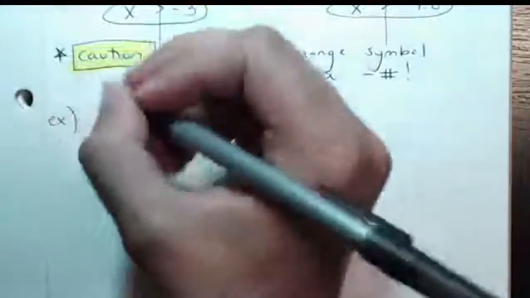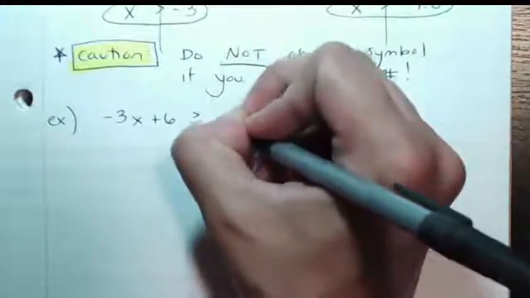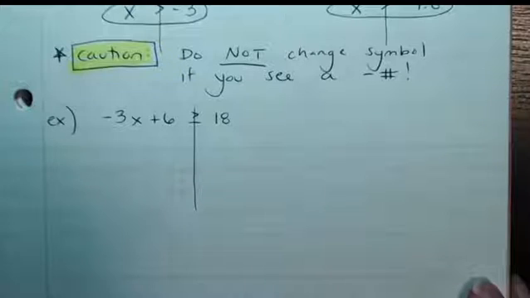We'll just do two. Let's do negative 3x plus 6 is greater than or equal to 18. Take a second to work on that one by yourself, and then when everyone's ready, you can check with your neighbor before we push play again.